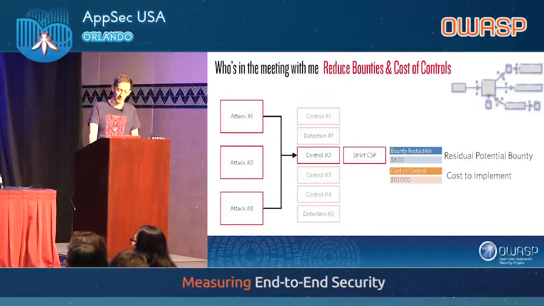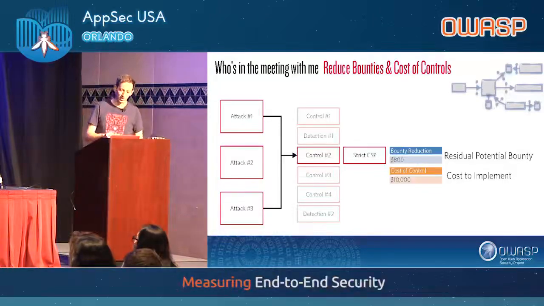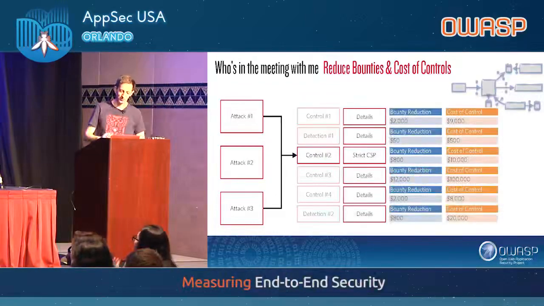And so let's say that the strict CSP one, we say it reduces the bounty by $800 because that pretty much eliminates the cross-site scripting, if we get a really good content security policy in there. But the cost of the control to implement is around $10,000. Development time, research, security time, these are all just made up numbers, rough guesses. So we're going to do this for each of the controls and detections.